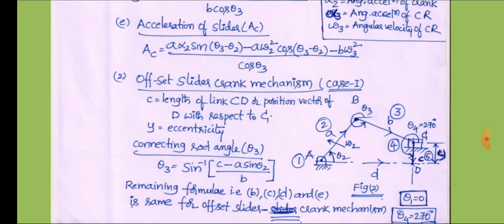Remaining formulas are same. So what is theta 3? It is equal to sine inverse of (C minus A sine theta 2) by B, where C is nothing but y, which is equal to eccentricity, A is the crank radius, theta 2 is the crank angle, and B is the connecting rod length. Except this, remaining formulas are same. But this is one case of offset slider crank mechanism. So theta 1 is equal to 0, theta 4 is equal to 270.